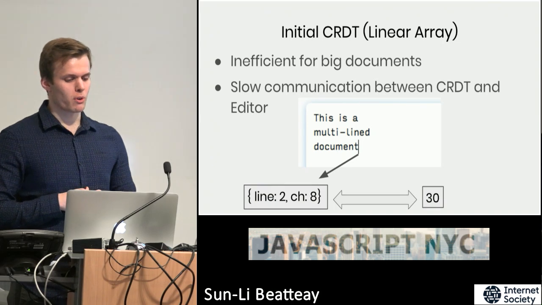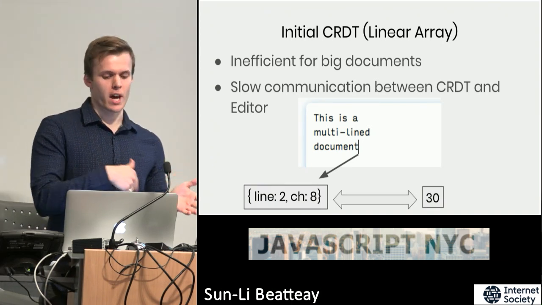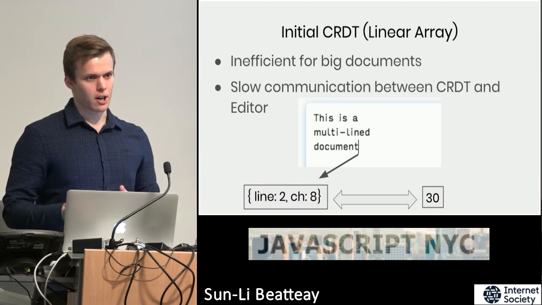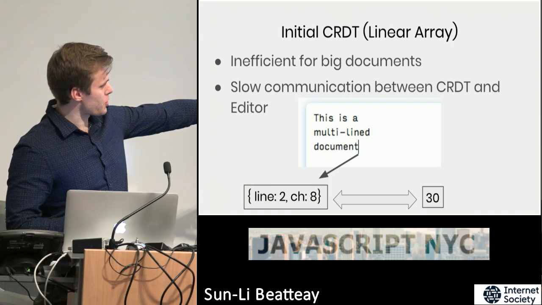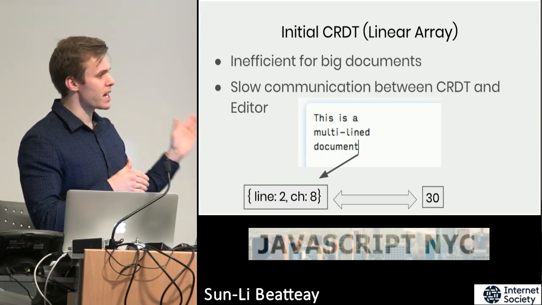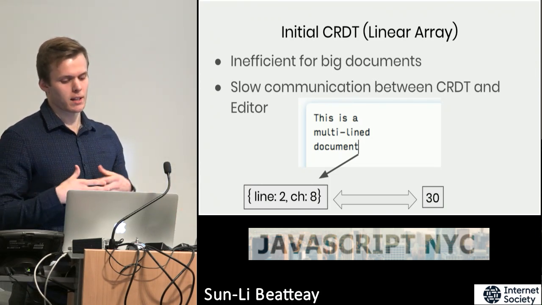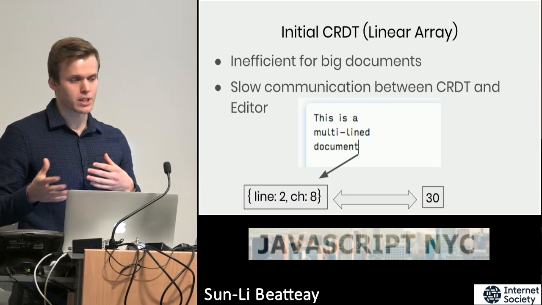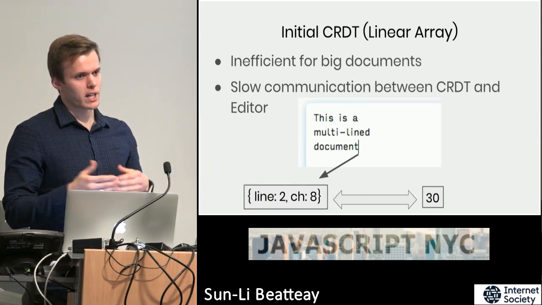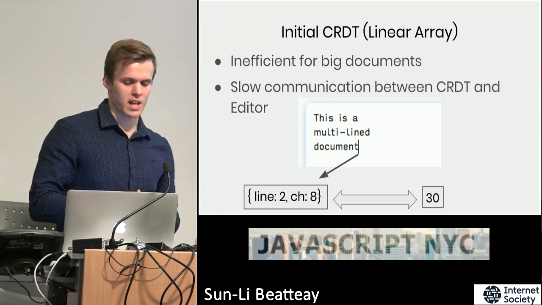And another issue we're running into is slow communication between our CRDT and our editor. In this case, with CodeMirror, whenever you insert or delete a character, it returns a position object that tells you the line index, which line it's on, and then which index on that line. But since we're using a linear array, we have to linearize that object. So we have to linearize the index, which involves retrieving the document, splitting it by newline character, and iterating across it to find the index. That's a lot of overhead for every operation that happens.